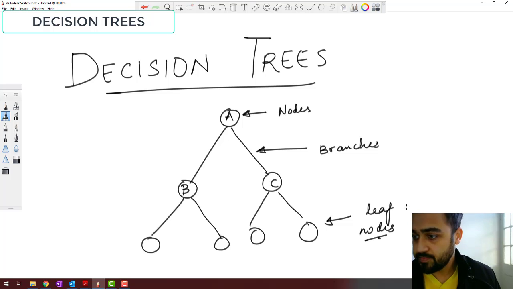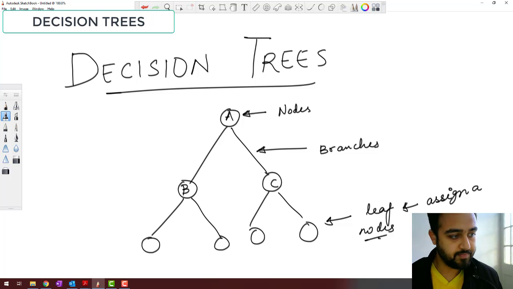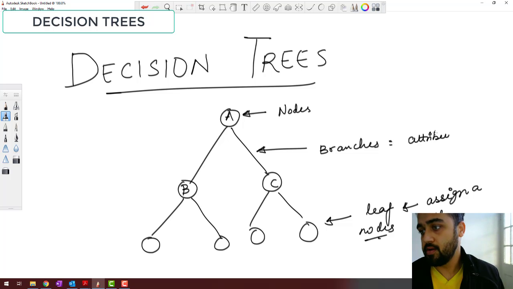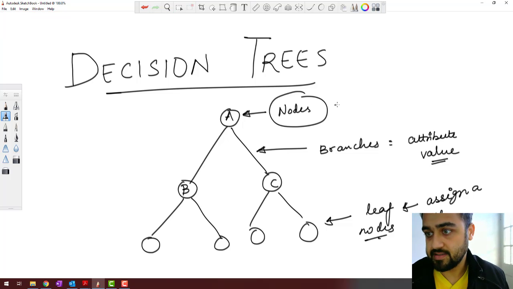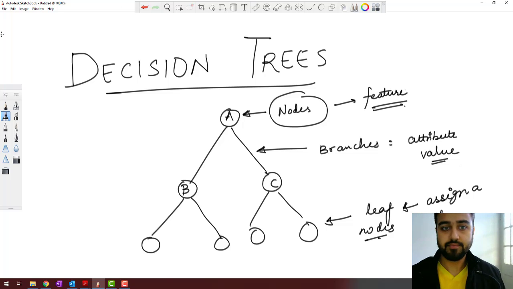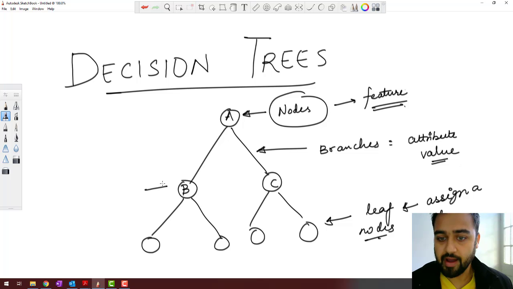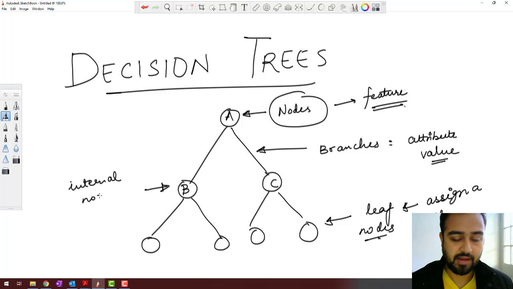So your leaf nodes basically assign a classification. Your branches represent an attribute value, and this is nothing but a feature of an instance or a data set. The internal nodes that you have here represent or test an attribute.